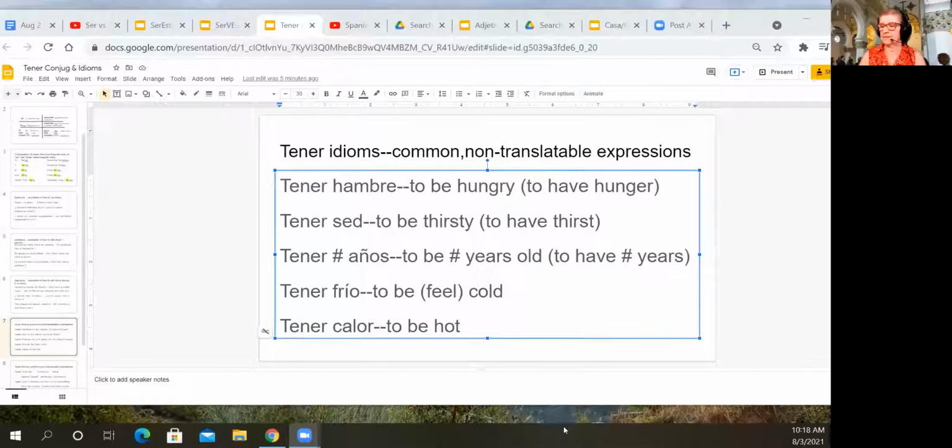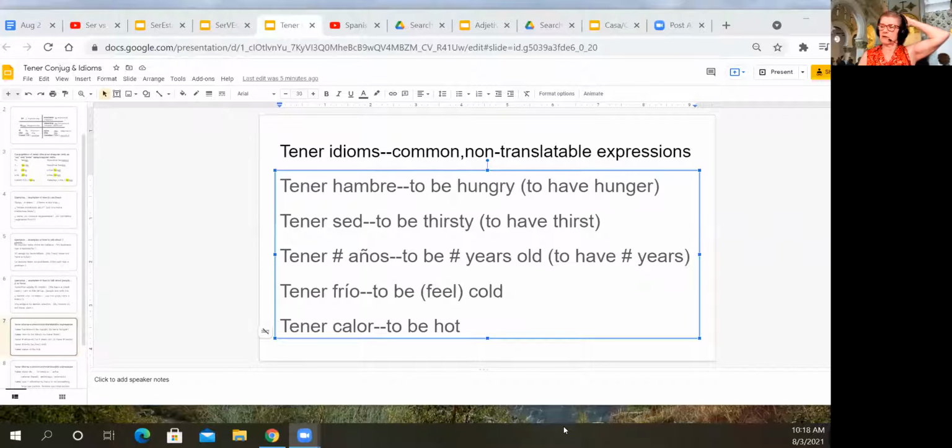Okay, we're gonna move on to tener. When tener is not have. Sometimes tener falls into that category of ser or estar, but only in specific areas. So that makes it a little bit easier. In Spanish, there are certain what we call idioms. I have to put my share screen on. You can't see this if I don't put it up. Okay. These are called the idioms.